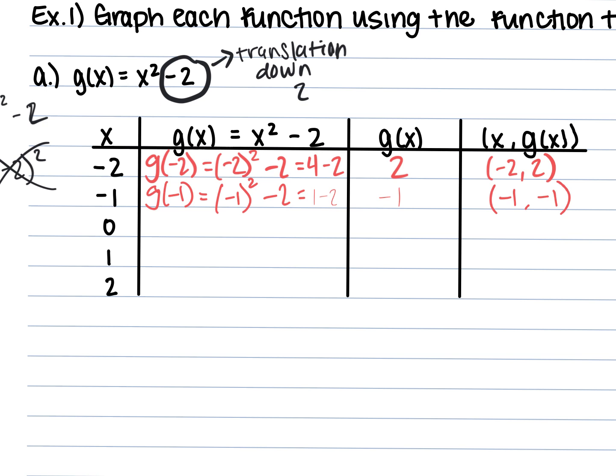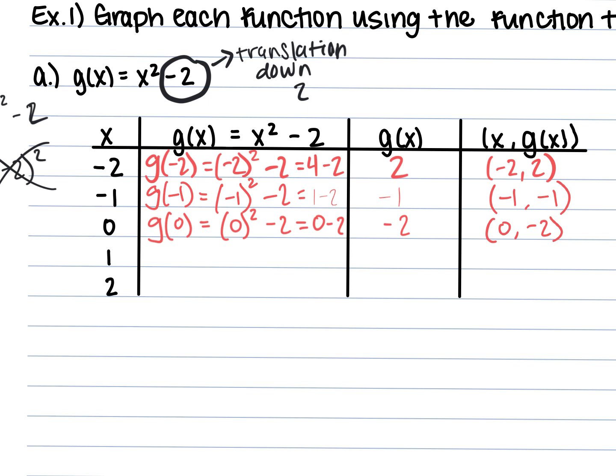Caden, can I get you to do 0, please? G of 0 equals 0 squared minus 2, which equals 0 minus 2, which equals -2. Excellent. So 0, comma, -2.